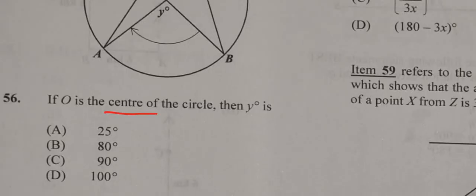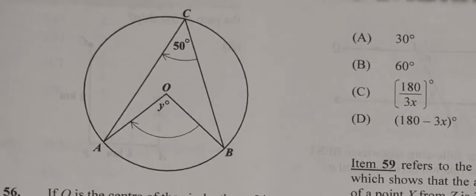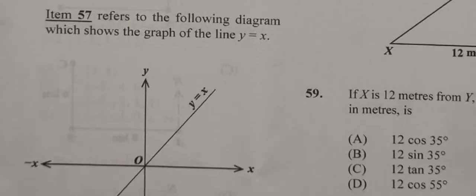O is the center, then Y is what? Let's look at that. Well, this one is that the angle at the center is twice the angle at the circumference. The angle at the circumference is 50, then Y is double that, which is 100. So that's 56. Let's look at 57.